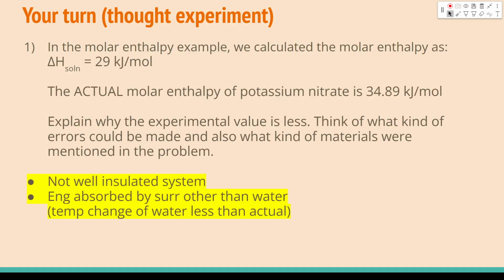All right. So an example of this is maybe this making of the salt solution was not in an insulated system. We talked about an open one or a closed one. So heat potentially could have been lost there. The energy could have been absorbed by other surroundings other than water. Again, because it's not well insulated, the heat might have gone into the atmosphere, for example. So those are some examples of where it could have gone wrong.